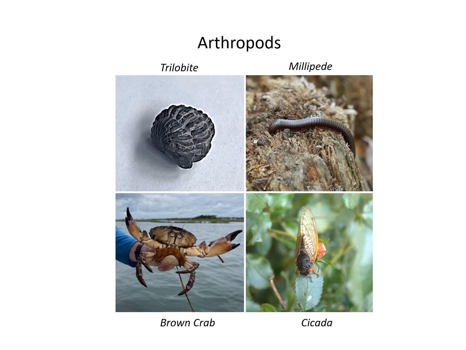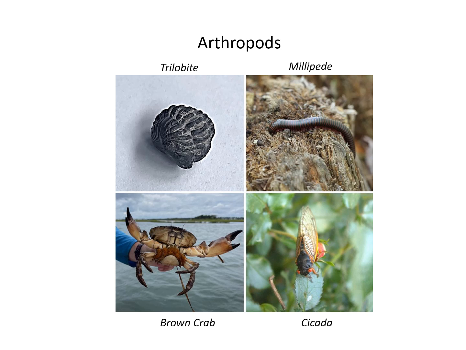Here are a few examples of arthropods. In the top left, we see a fossilized trilobite, curled into a defensive ball, a behavior still seen in modern arthropods like pillbugs. To the right, a large millipede from eastern North America, part of the myriapods, known for their segmented bodies and role as decomposers.